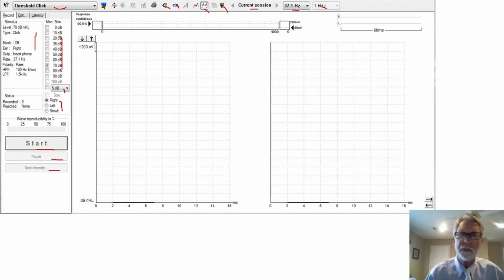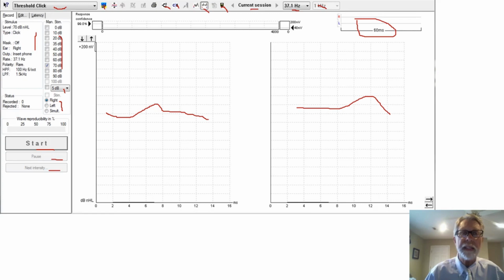Here's where you would see your responses for the left ear. Here's where you see your responses for the right ear. Right up here, you would see your left and right raw EEG. And then up here plotted would be two things. It would be plotting the FMP.